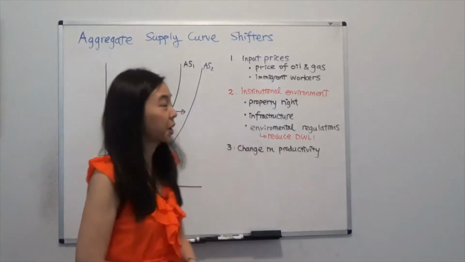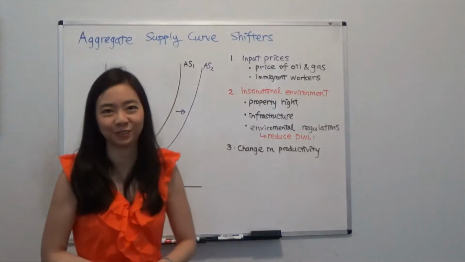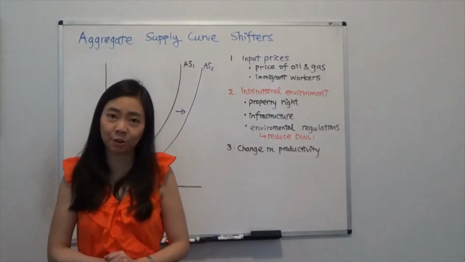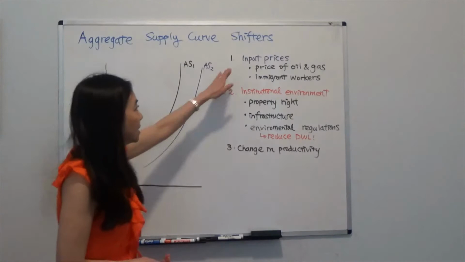Today we're going to talk about aggregate supply curve shifters. So there are approximately three things that will cause our aggregate supply curve to shift. The first one is input prices.